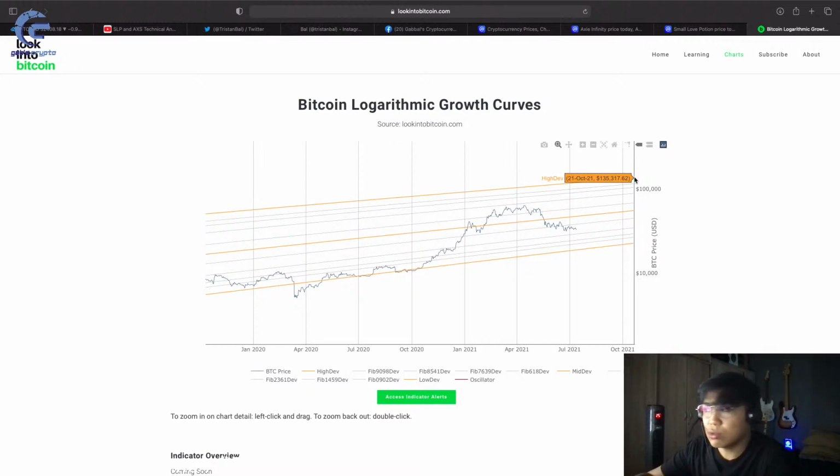So, tingnan nyo to guys, the more na dinedelay natin yung price action, tumataas yung ating market cycle top. So, ngayon, ang foreseeable market cycle top is 135K. Before, ang foreseeable natin is 107K. Tingnan nyo, the more na nagko-consolidate si Bitcoin, the more na tumataas yung ating market cycle top. So, this would indicate na healthy pa din yung consolidation natin.